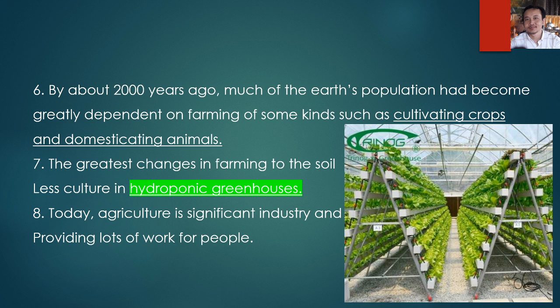It is so easy for people. They don't need to plant the trees or vegetables on the land. They only use them like this and put them in the greenhouse. Planting vegetables like this is called hydroponic greenhouses. Okay, now move on to the next one.